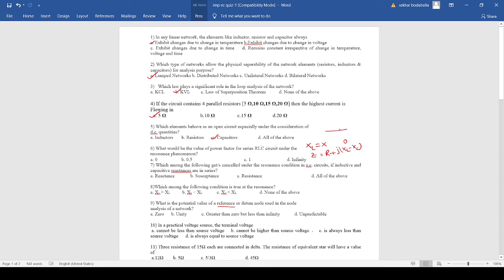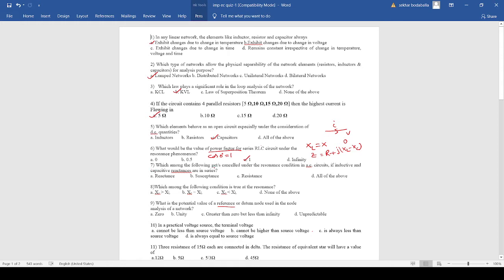So in pure resistor, voltage and current are in phase. Means the phase angle difference between voltage and current is 0. We can define power factor as the cosine of the angle between voltage and current. So as the angle between voltage and current is 0, cos 0 degrees will give me 1. So under resonance, the power factor for RLC series circuit is 1. Okay. Let us go with the seventh one.